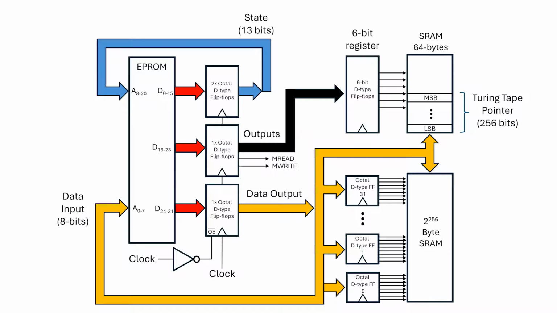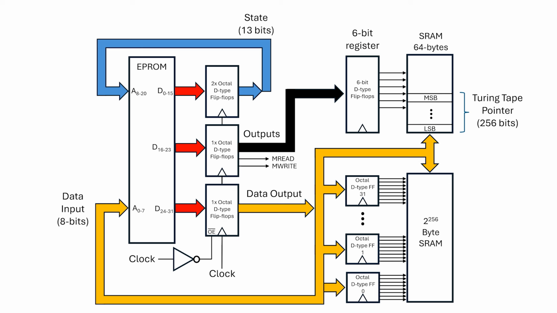There is some overhead in updating this large Turing tape pointer. I need to be able to increment or decrement the entire 256 bits of the Turing tape pointer, which means my state machine in the EPROM needs to be about 64 times bigger than I had before, or I could lose 6 bits of state.